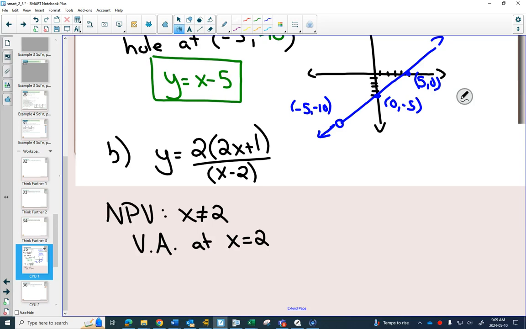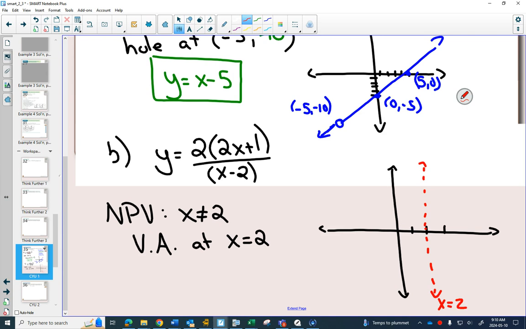Little details to notice. When we write a non-permissible value, we put a line through the equal sign to say x can't equal 2. When we write the equation of a vertical asymptote, it's an equation of the asymptote. It has an equal sign. You cannot put a line through there. I sometimes even put it on my graph right away with my red pen: I know that I'm going to have a vertical asymptote at x equals 2.